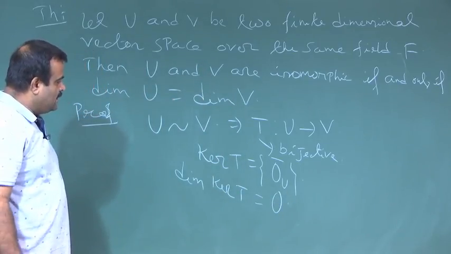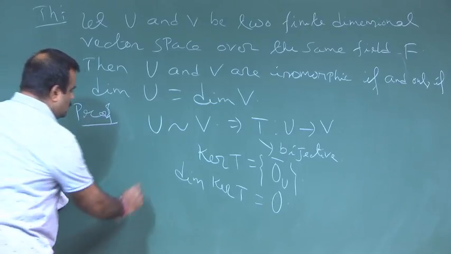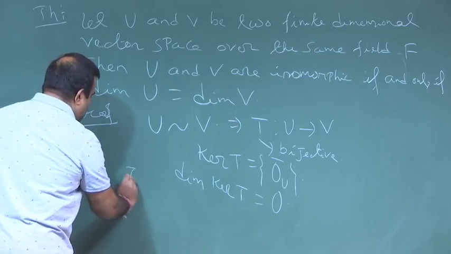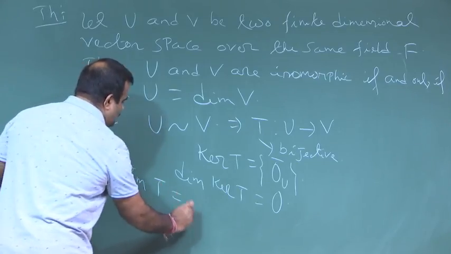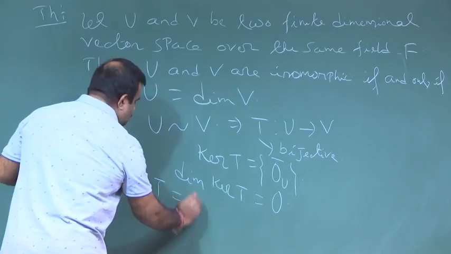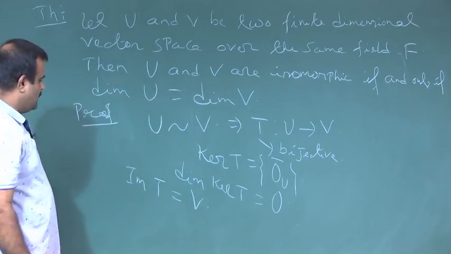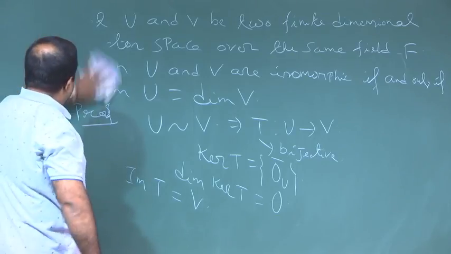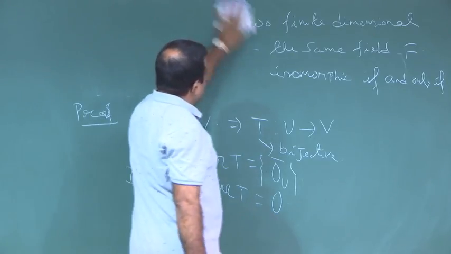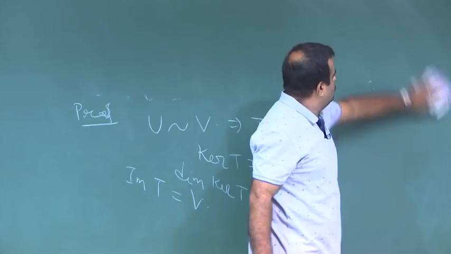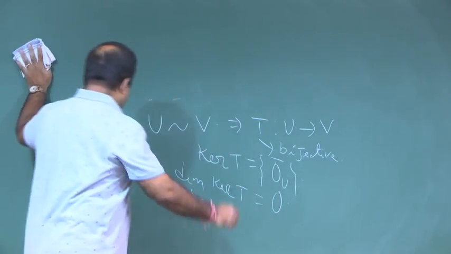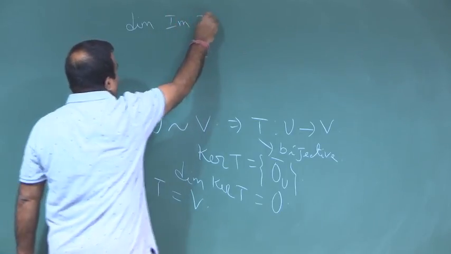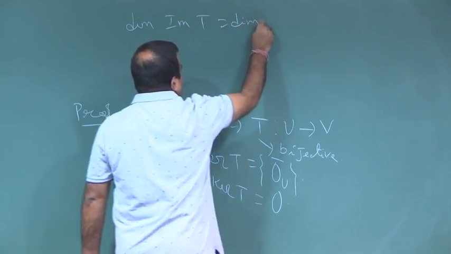And T is onto also. T is onto means the range of T is basically V, because it is an onto mapping. Okay, so this means the dimension of the range of T is the same as the dimension of V.